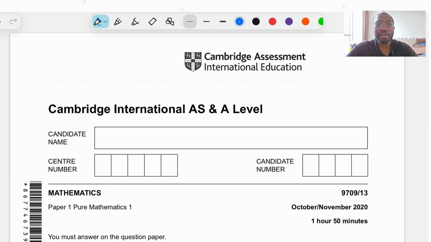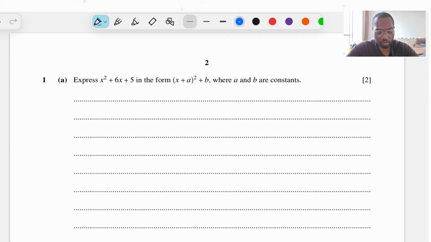Let's go. So first question, we just need to express this quadratic equation in the form (x plus a) squared plus b, where a and b are constants. So fairly simple, we just need to complete the square.